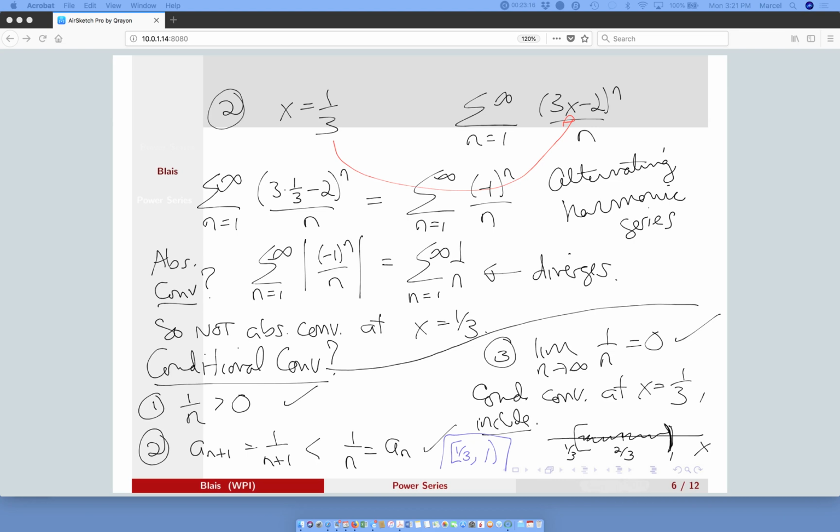So this is the idea. This is how, in general, we handle convergence of power series. We will do several more examples in part 2 of the power series lecture, but this gets us started.